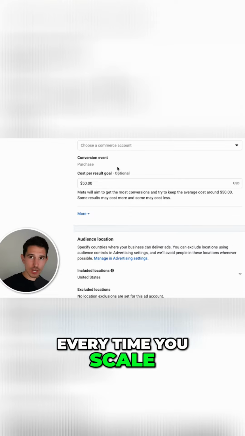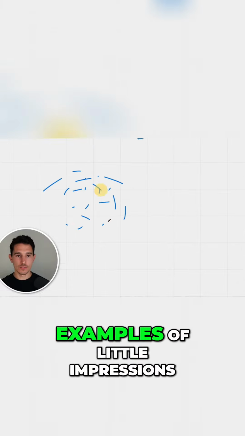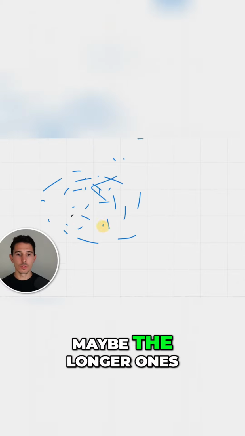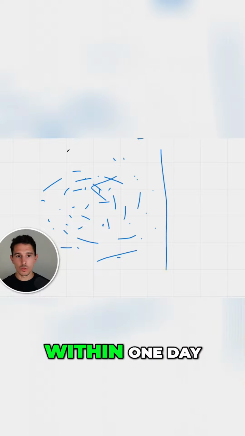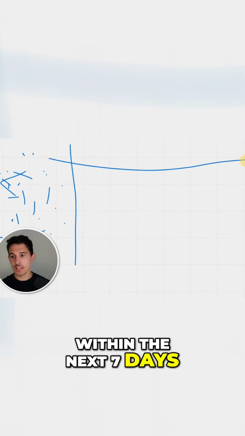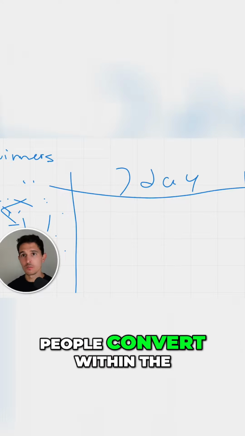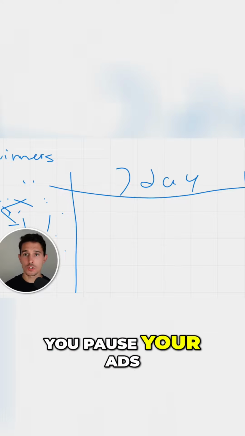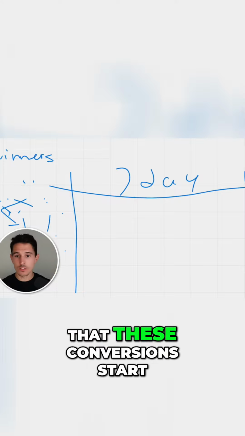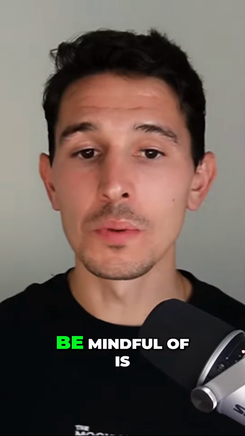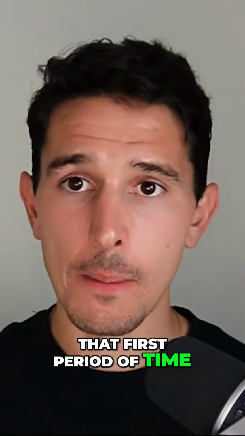Every time you scale, you have to understand that there's going to be thousands of impressions. These are all my examples of little impressions, and some of them, maybe the longer ones, are worth more and the shorter ones are worth less. So these all happen within 1 day. Within the next 7 days, Facebook gives us the window to convert. If any of these people convert within the next 7 days and you pause your ads too early or you pull back your budget, you're going to see that these conversions start to trickle in here. What I want to be mindful of is that when we ramp up our budget for that first period of time, 2 things need to happen.